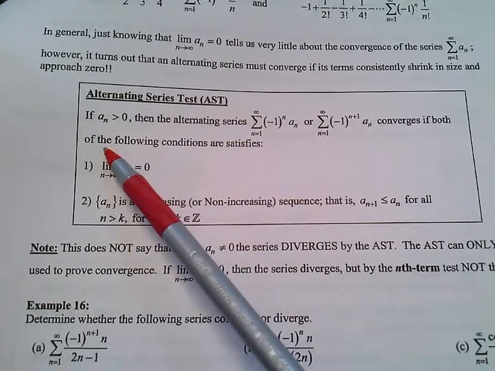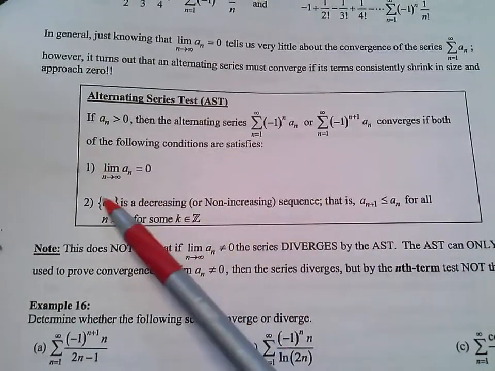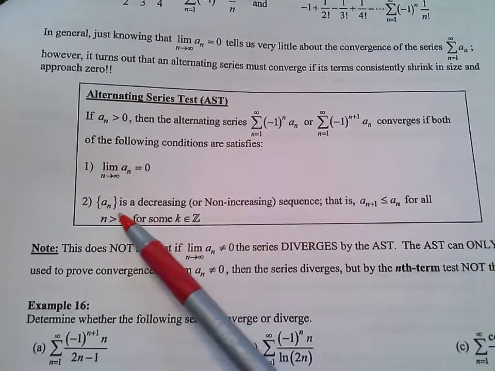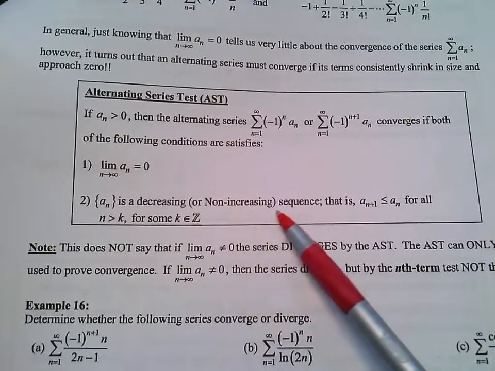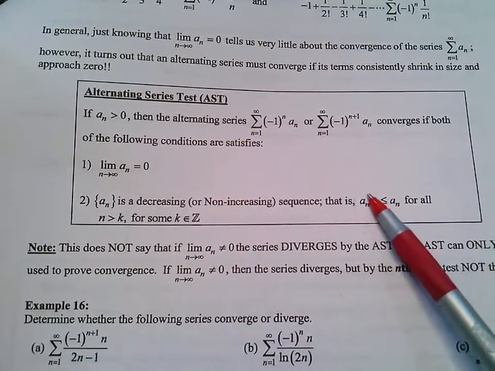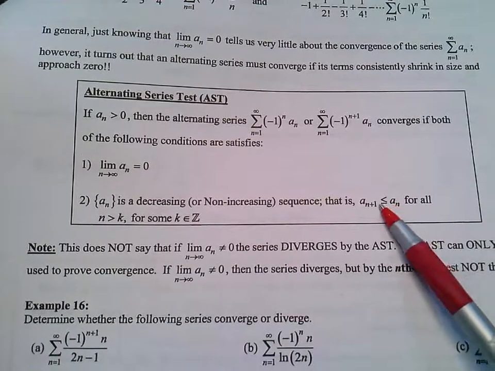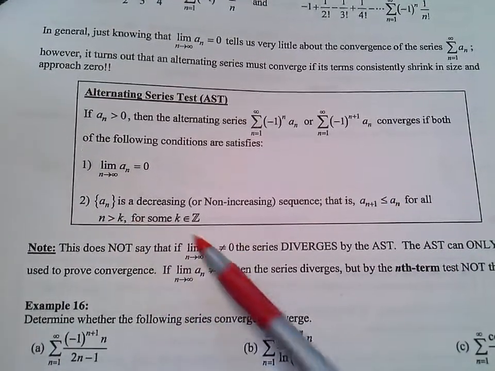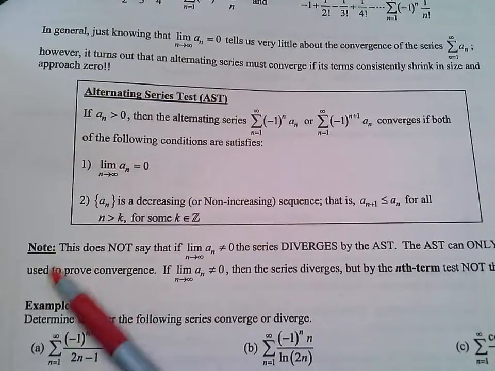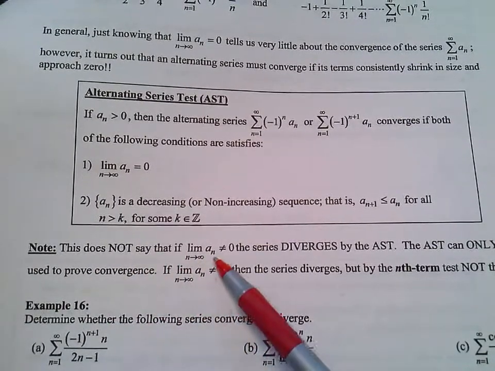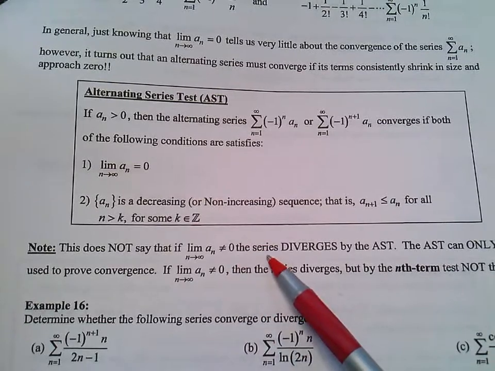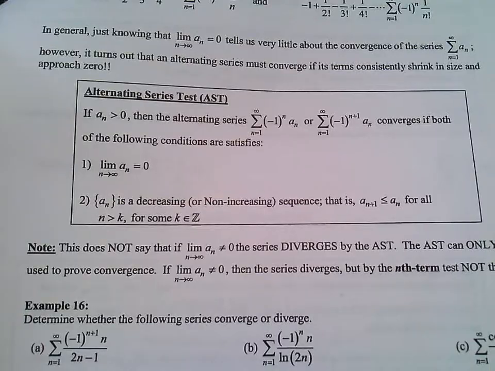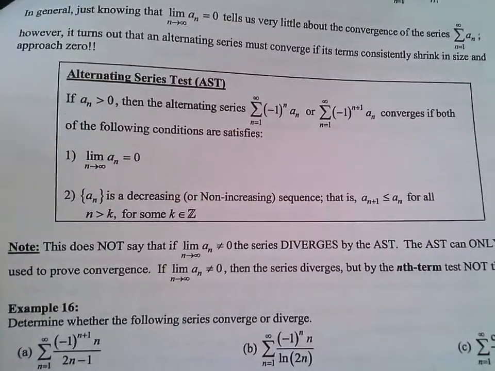The series converges if both of the following conditions are satisfied. Number one, a sub n, each term, has to approach 0. Number two, a sub n is a decreasing, non-increasing sequence, which means the next term is less than or equal to the previous term for n greater than k for some k. This does not say that if the limit as n approaches infinity is not 0, the series diverges by AST. In that case, we don't know, so we have to move to a different test.